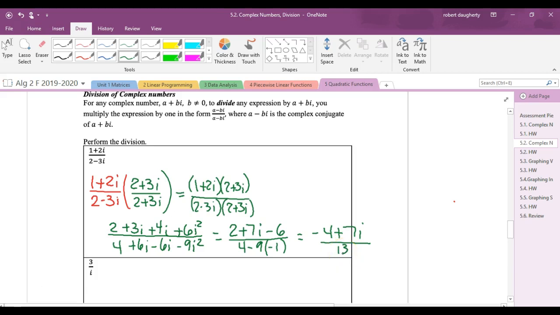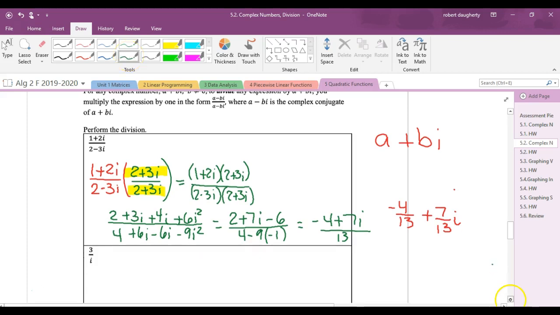So what is the final answer? I want my answer to look like a plus bi. What's the real part of that number? So it's negative 4 over 13 plus 7 over 13 i. So all I did was multiplication here to get this answer. But the key was I had to multiply by 1 in a special form. It was the complex conjugate of the denominator over itself. So really all this comes down to is when you divide, you turn it into a multiplication problem.